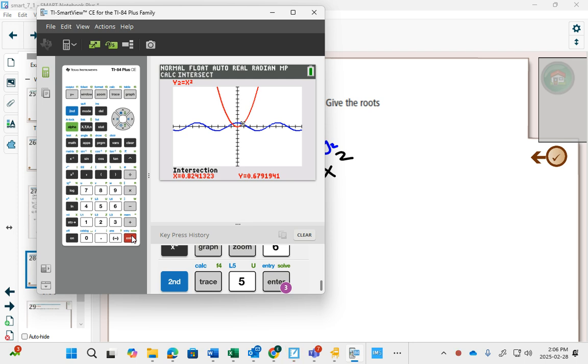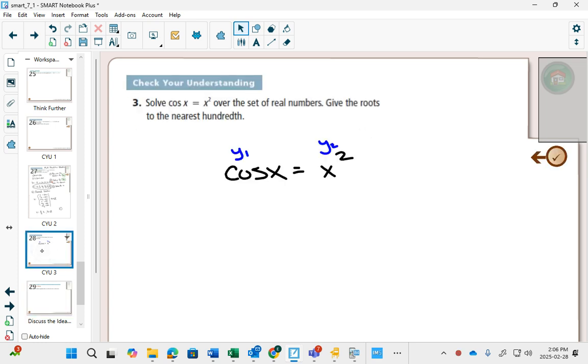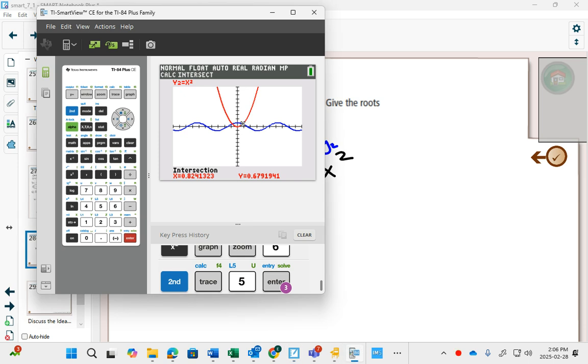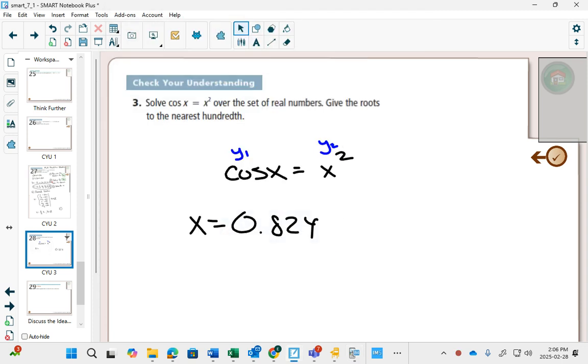Now, in this question, there's actually no y's. So we're trying to solve for x, so we only have to write the x value. Oh, I forgot about 0.824. There's 1.